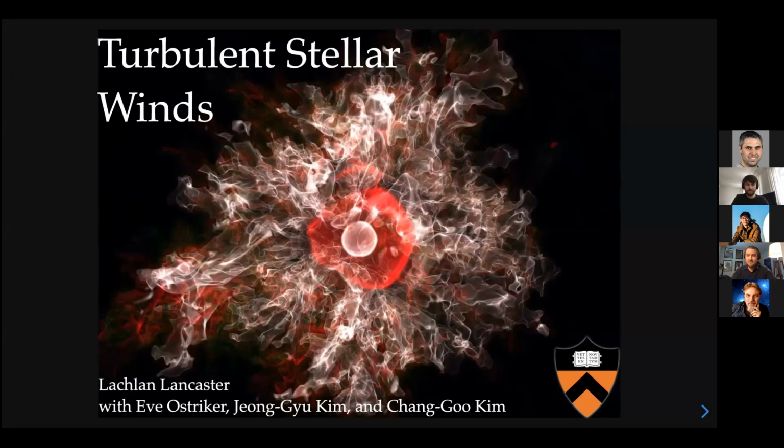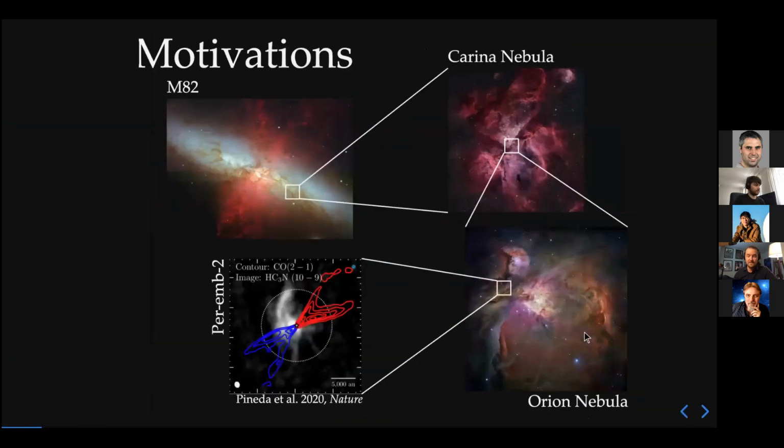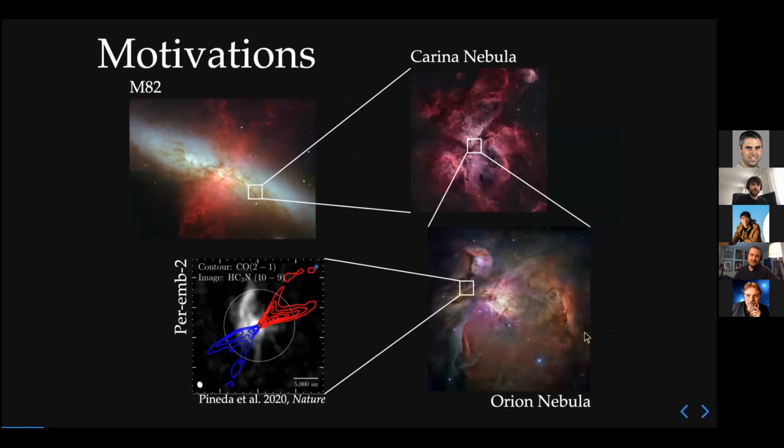As Tom mentioned, I'm going to be talking about turbulent stellar winds. This is some work recently out with my collaborators, my advisor Eve Ostriker, and collaborators Jeong-Gyu Kim and Chang-Goo Kim, also all at Princeton. It was very nice to get this sort of intro to the motivations behind stellar winds from Eric, talking about Wolf-Rayet stars and their feedback. I'm mostly thinking about the things that happen before Wolf-Rayet stars, and that's mostly O and B stars, the massive stellar winds from O and B stars. Hopefully you can't hear the landscapers outside of my apartment, but I apologize for any noise.